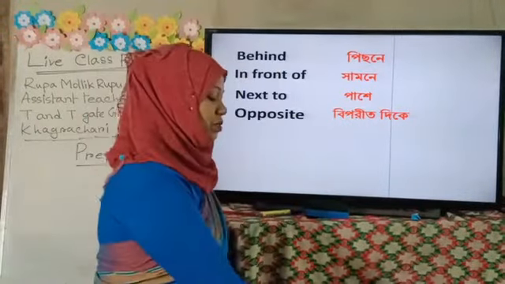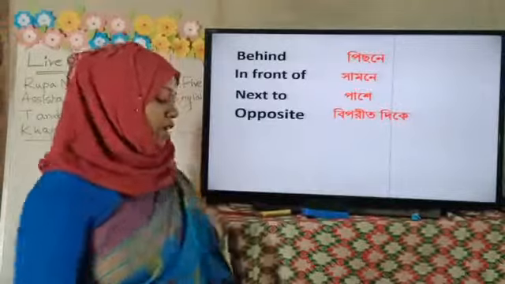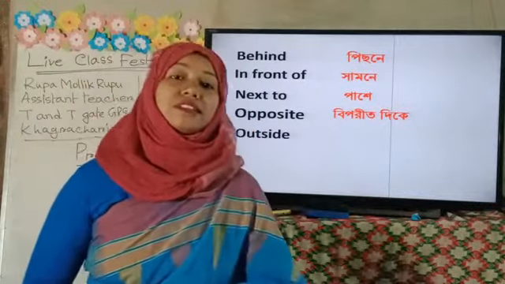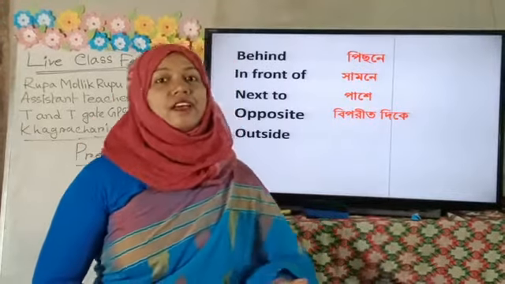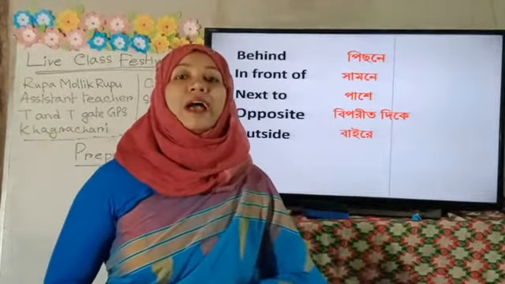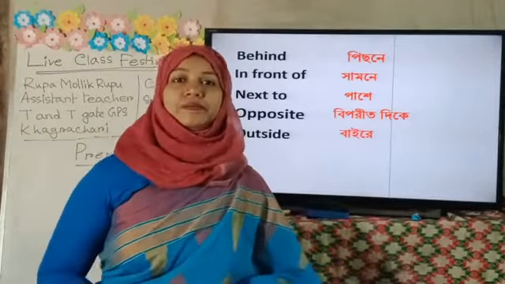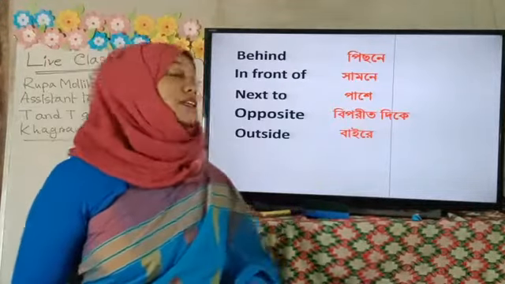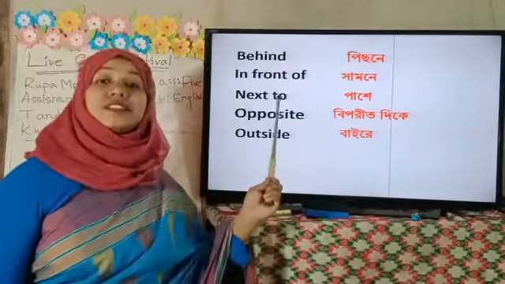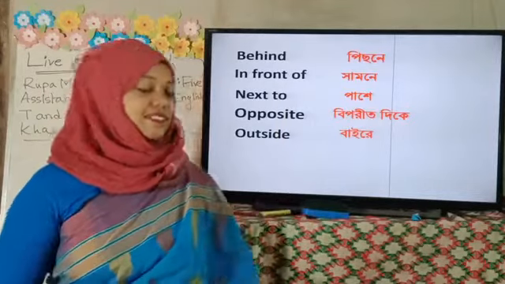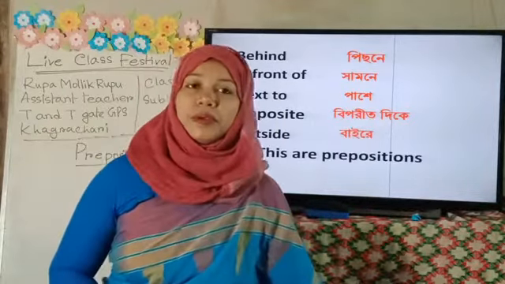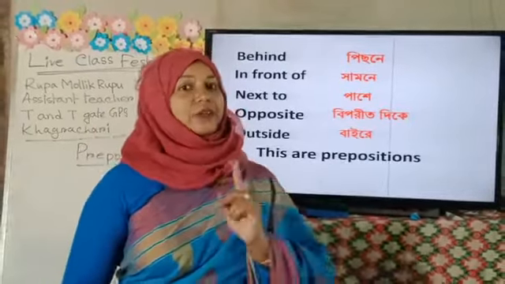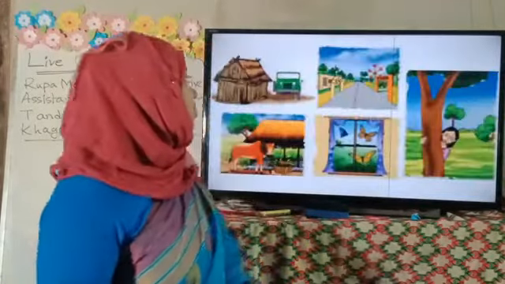Then the next word is outside, dear students. Do you know what is the meaning of outside? Outside means baire. And you know what is baire, okay? So, these words, do you know what type of words these are? These are prepositions, right?